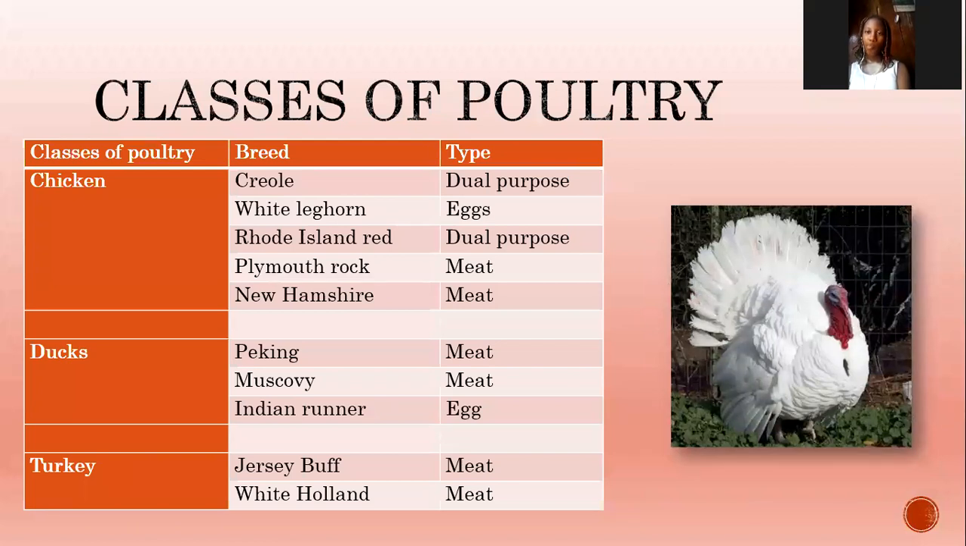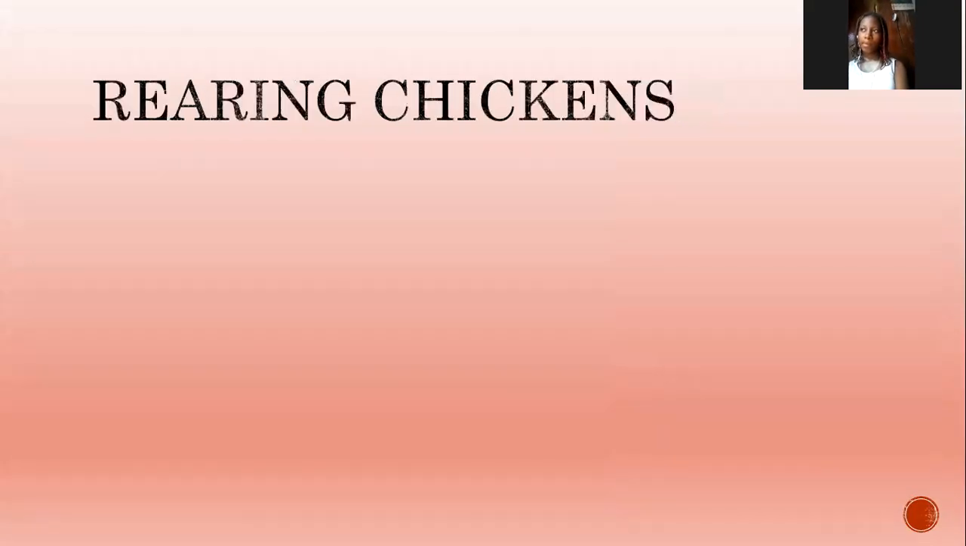That is the type. Whether they are used for meat or whether they are used for eggs or whether they're used for both purposes. Again, for those who came in late, dual purpose means that the poultry is reared for both eggs and meat. And then, well, some are reared for the eggs alone, and some are reared for the meat alone. So we're going to look at the rearing of chicken in particular for the rest of this lesson.